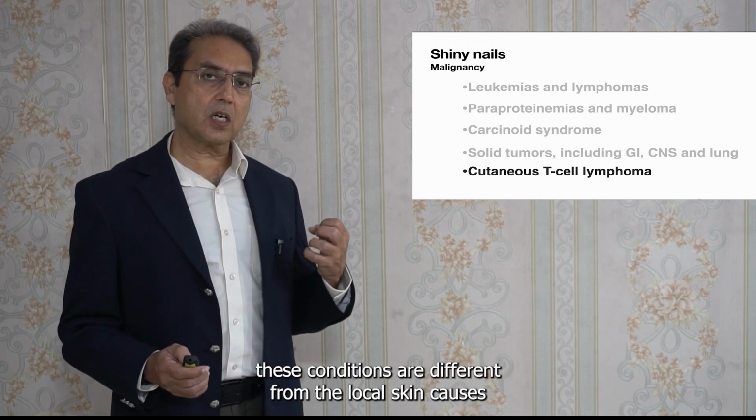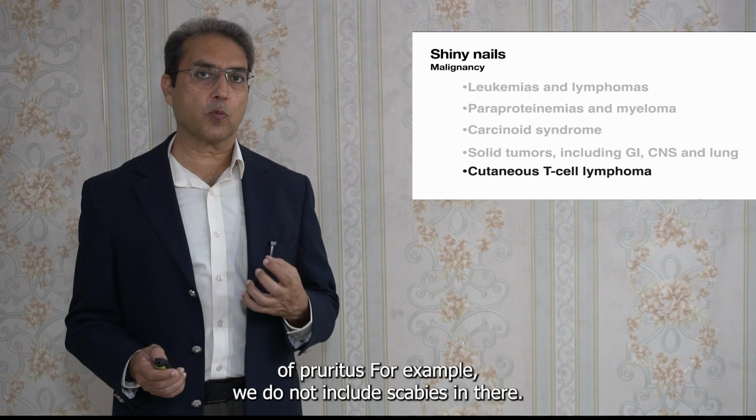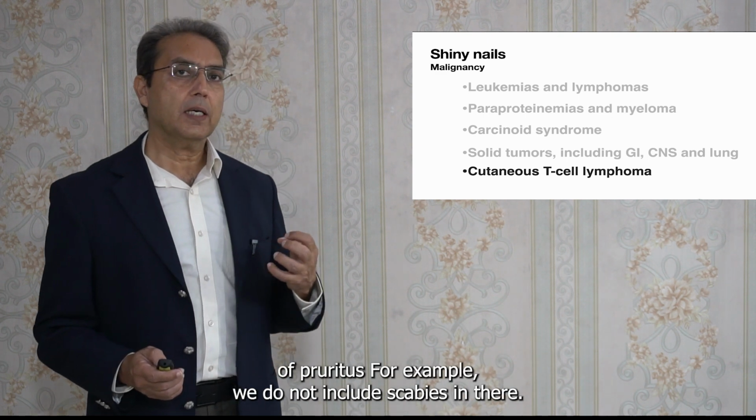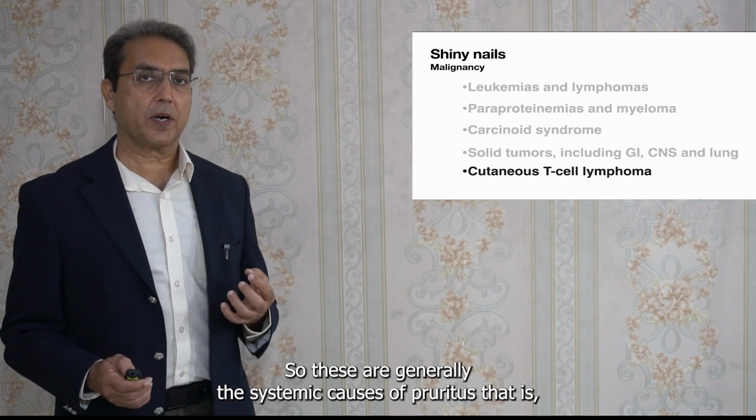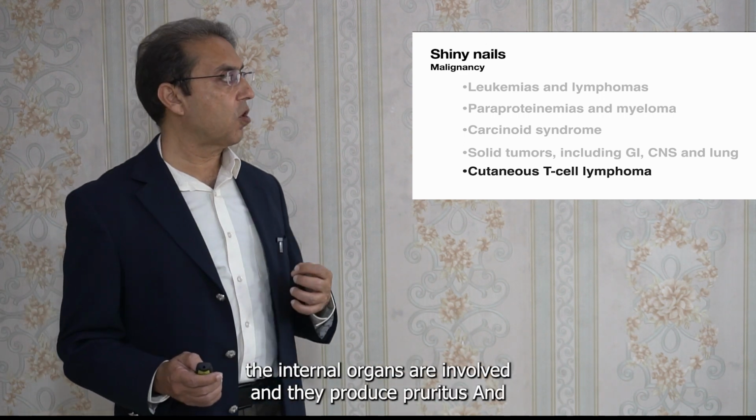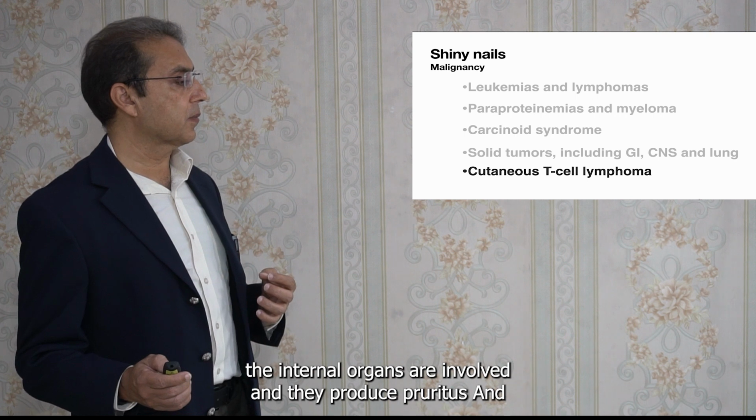Now, these conditions are different from the local skin causes of pruritus. For example, we do not include scabies in this. So these are generally the systemic causes of pruritus. That is, the internal organs are involved and they produce this pruritus.